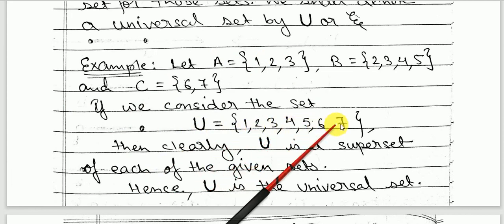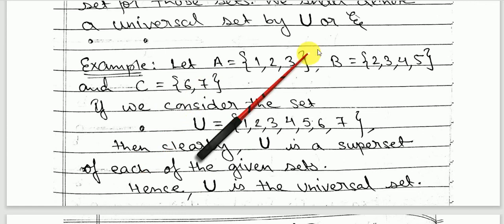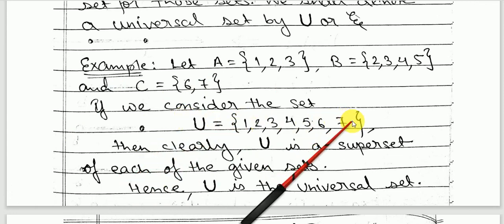So here we observe that this set U is a superset of all these sets. I mean to say that A is contained in U, B is contained in U, and C is contained in U. So A is a subset of U, B is a subset of U, C is a subset of U. Therefore this set is the universal set for these three sets.